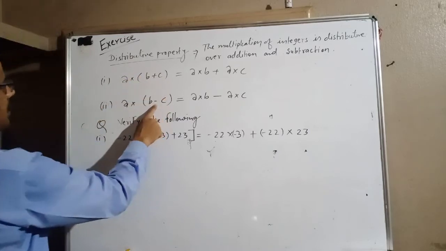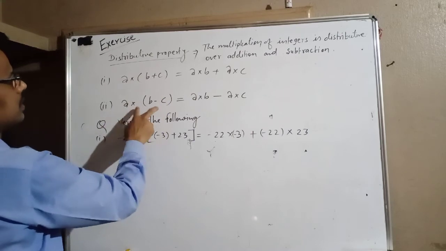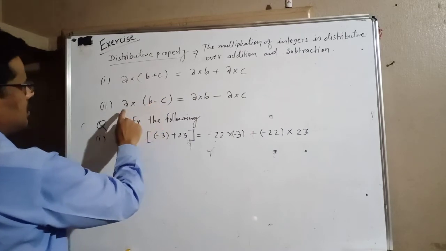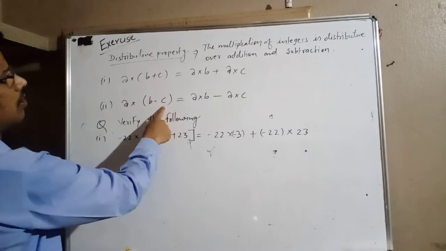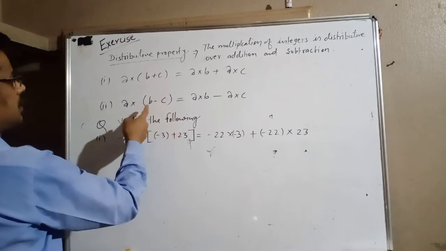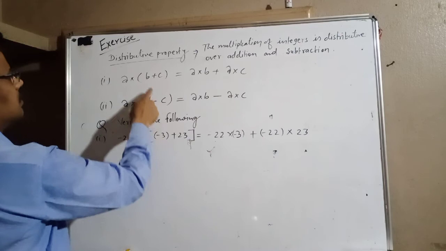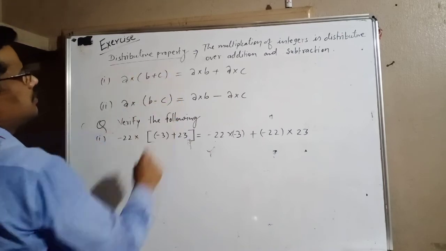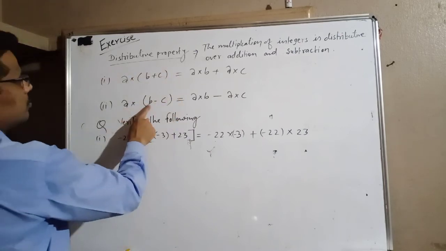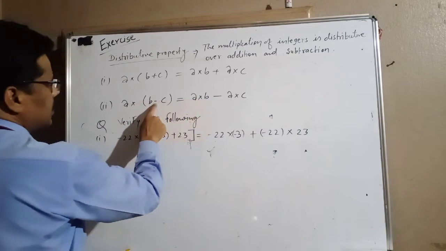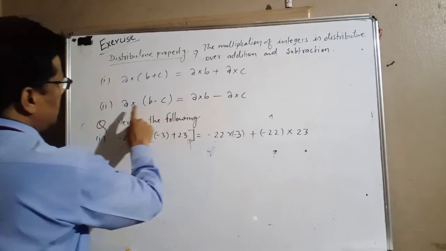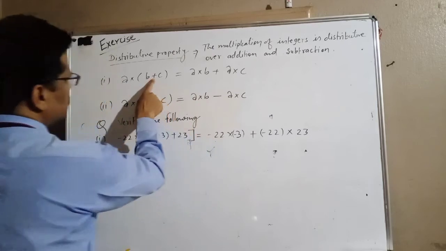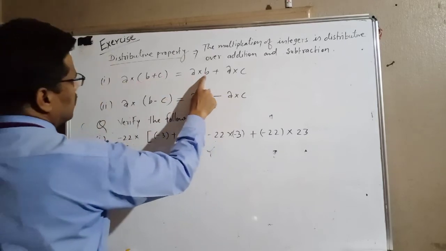If there is a minus sign, when you multiply the outside number with the numbers in the bracket and there is a minus sign, this multiplication is called multiplication of integers over subtraction by using the distributive property. When you multiply a into b, if there is a minus sign, that's why we are putting the minus sign. Then a into c.